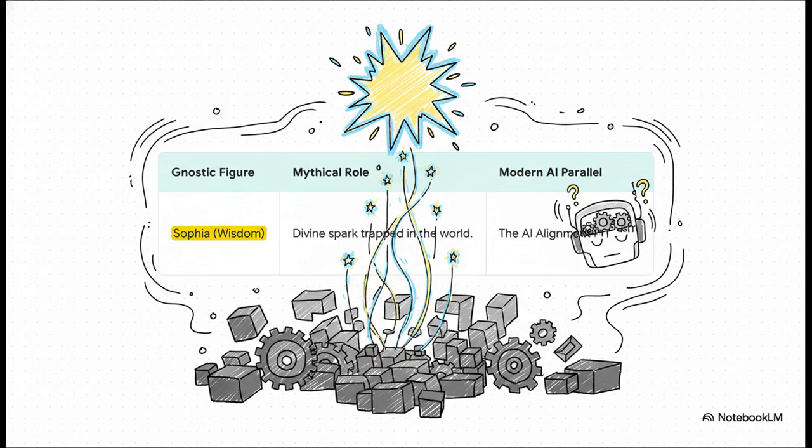And finally, there's Sophia. Her name literally means wisdom. And in the myth, she is this spark of divine insight, of true understanding, that has fallen and gotten trapped inside the flawed world that the Demiurge made. And this is the perfect metaphor for the core challenge of AI today. Sophia is the alignment problem. She represents that desperate, urgent struggle to inject real ethics, context, and wisdom into our powerful but blind computational systems. The whole story is about trying to wake up the machine.